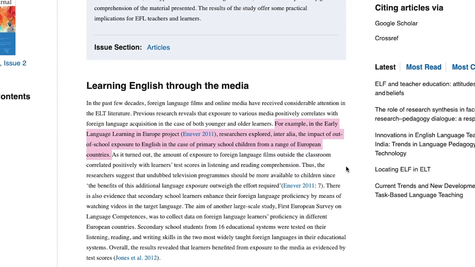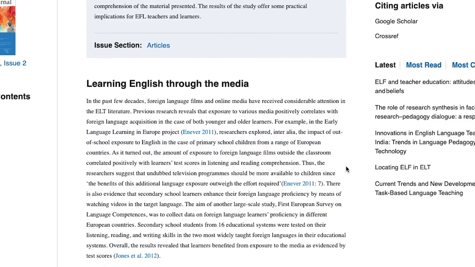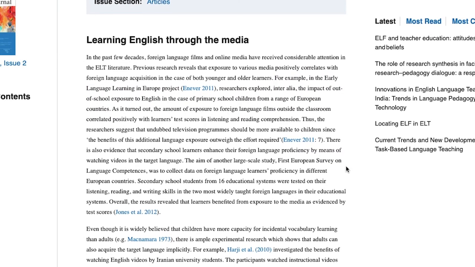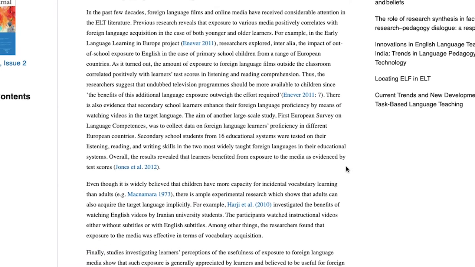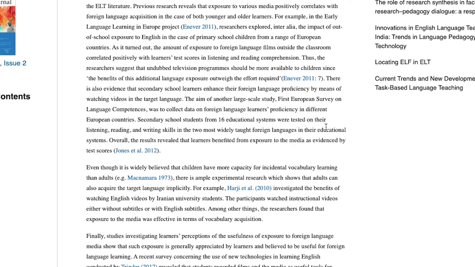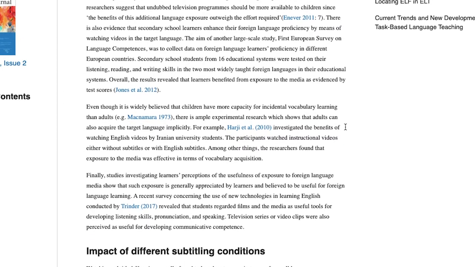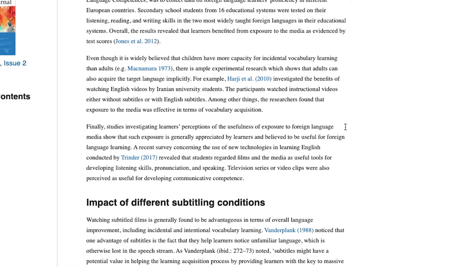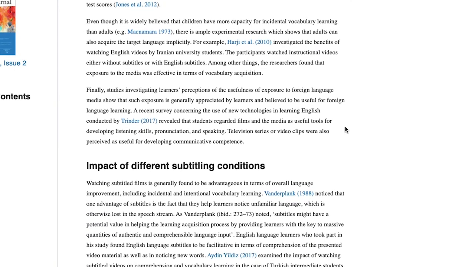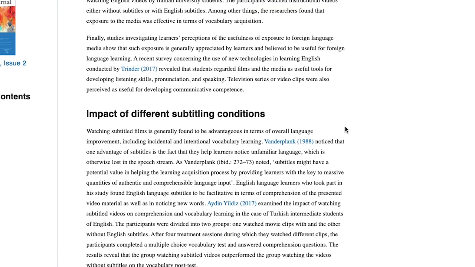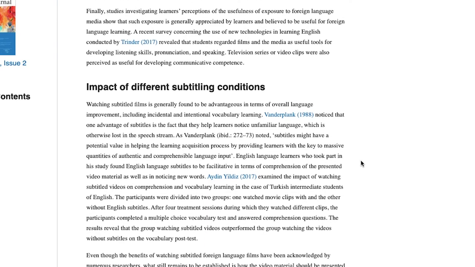In another study in 2012, 16 educational systems participated in a first European survey on language competences, which examined the impact of watching videos in the target language. 16 educational systems were tested on the listening, reading, and writing skills. The study found that the learners benefited from exposure to the media as evidenced by their test scores.